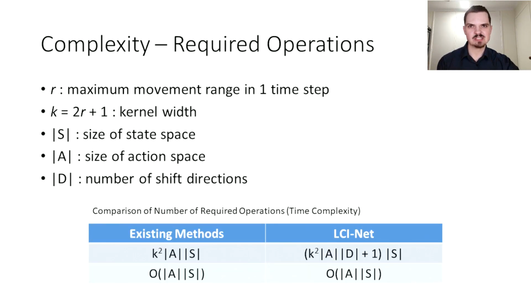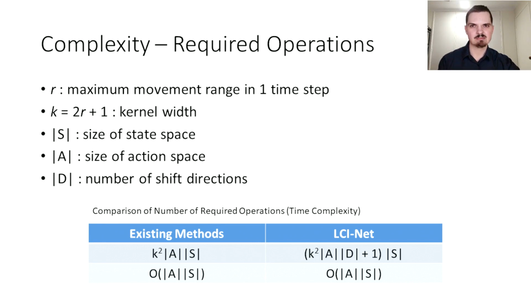In terms of the number of operations required, LCI-Net requires one multiplication and one addition for each combination of state, action, shift direction, and kernel position. Additionally, a shift operation is required for each state. This gives a computational complexity proportional to k squared AD plus 1 multiplied by S, where S is the size of the state space. Here, D can be considered constant when the number of spatial dimensions and maximum movement range are below some fixed maximum.